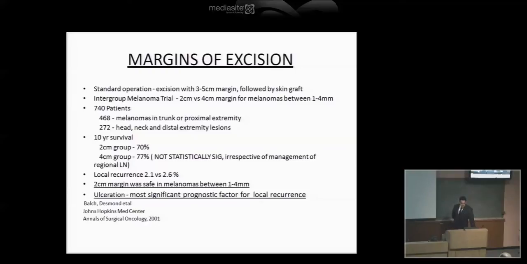Local recurrence in the 2 groups was 2.1 versus 2.6% at 10 years. Local recurrence was defined as recurrence of the lesion within 2 centimeters of the margin of excision. They concluded that a 2 centimeter margin was safe in melanomas between 1 to 4 millimeters. It was actually this study that also highlighted that ulceration was an important prognostic factor for local recurrence, about 6 times higher if the primary melanoma was ulcerated, irrespective of whether you took a 2 centimeter or a 4 centimeter margin.